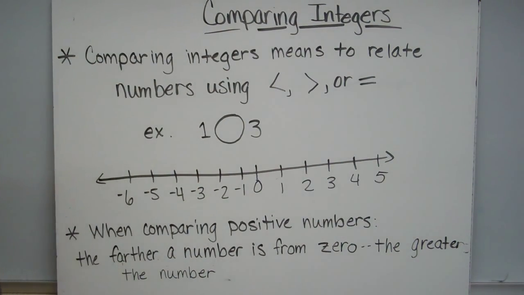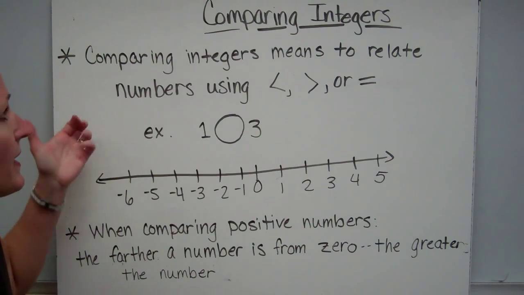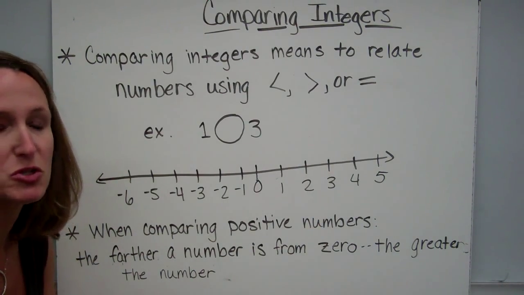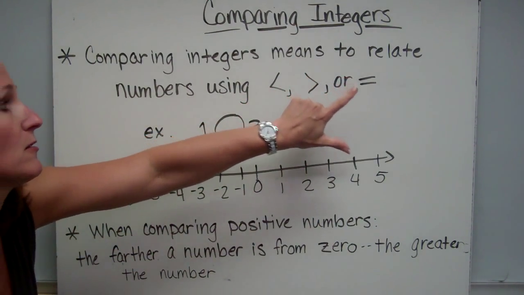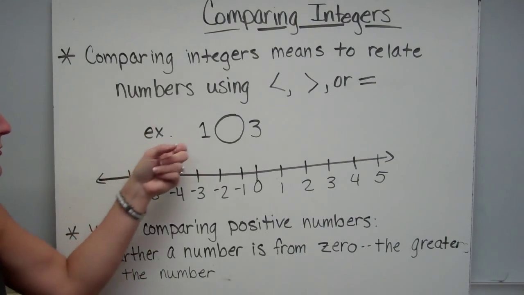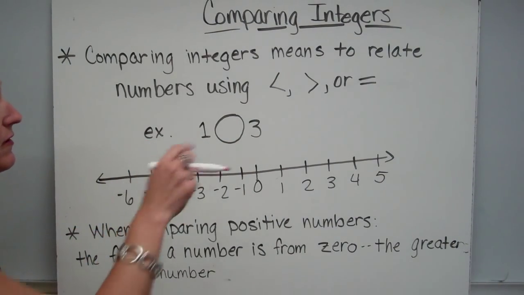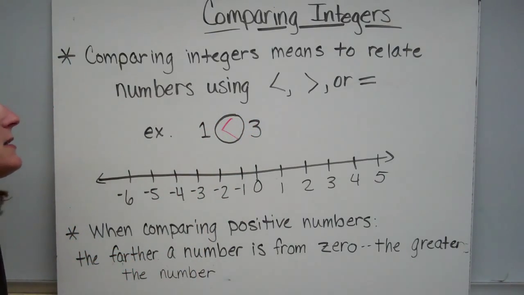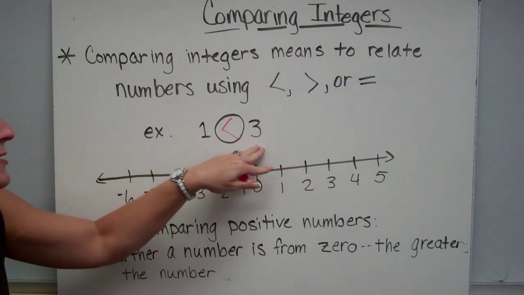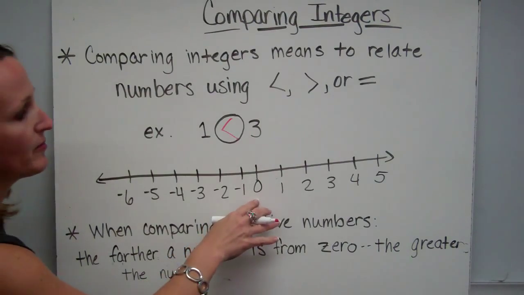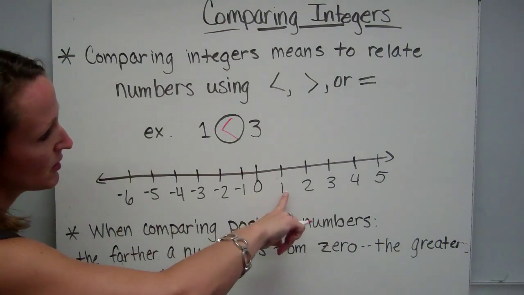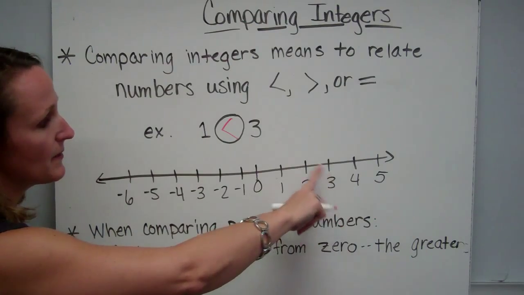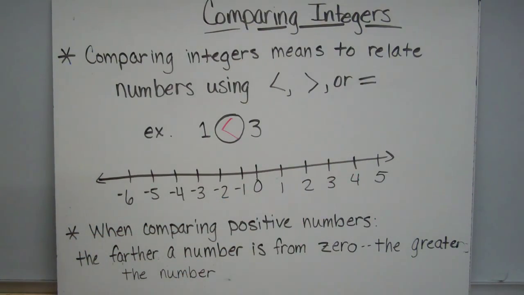Okay, now we're going to talk about comparing integers. When you compare integers, it just means to relate numbers using less than, greater than, or equal to. For example, if you have 1 and 3, you know that 3 is greater than 1, so you would put a less than symbol to say that 1 is less than 3. You can look on your number line and see, when you leave from 0, you have 1, 2, 3. 3 is your farthest number.